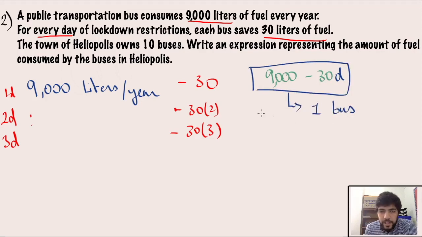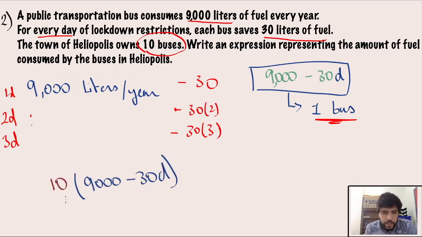Now it says Heliopolis owns 10 buses. So we have 10 buses. What would the expression for that be? And so we will just take whatever we found for one bus and multiply it by 10. So let me write this out. So it's 10 times, and then the total for one bus, so 9,000 minus 30D.